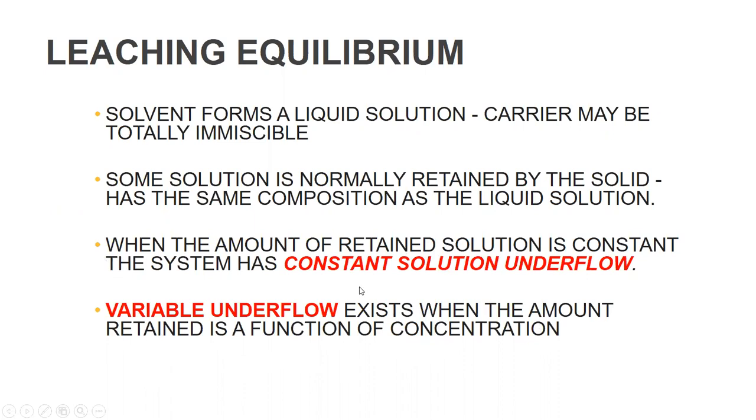Now, in the third bullet here, we expect that even though the concentration of the solution changes, the same amount of solution is being retained by your solid in your slurry, even though it is a given that concentration changes over time. But in the case of variable underflow, this particular amount of solution retained by your solid in the slurry is affected by the change in the concentration. So as such it is referred to as variable underflow. This time, the amount of solution retained is a function of the concentration of that same solution.